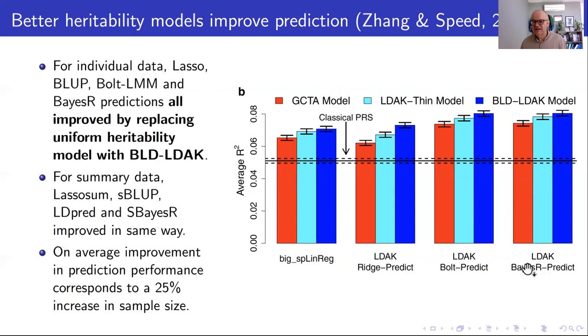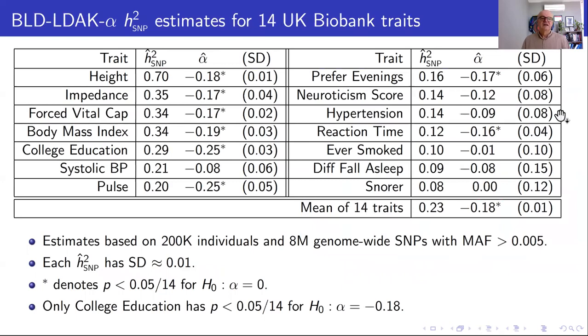Of these ones here, the Bolt predict and the Bazar predict seem to have been the best, but they get improved even further by our heritability model. So what else can we conclude from our improved heritability model?